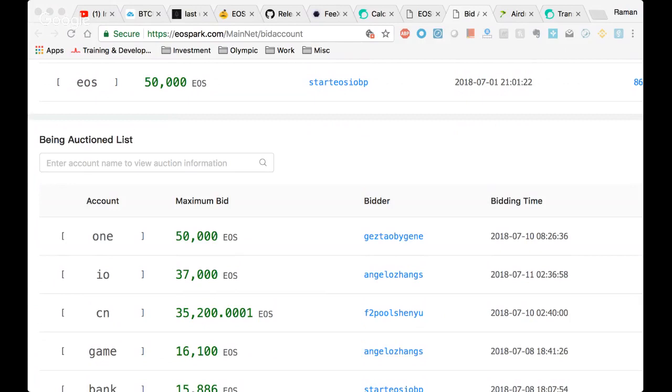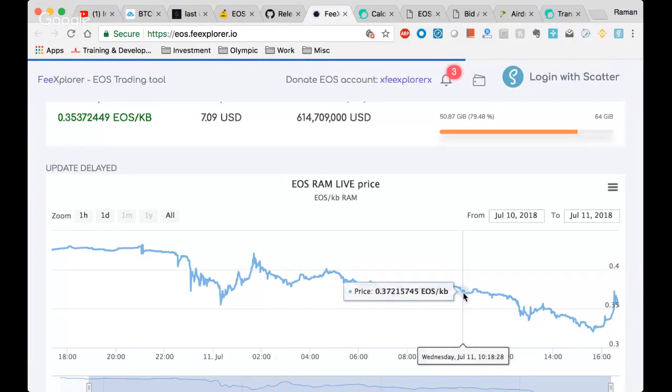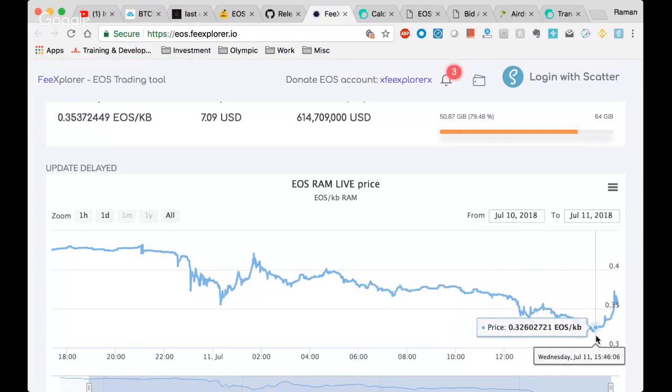So what other questions do we have? What's up with RAM? Let's look at the RAM price. The RAM price has been going down recently, since yesterday. The main reason has been the change in the Bancor algorithm. The volatility will go down with this new change, and that is something which is happening. But again, the prices are going to stay high.